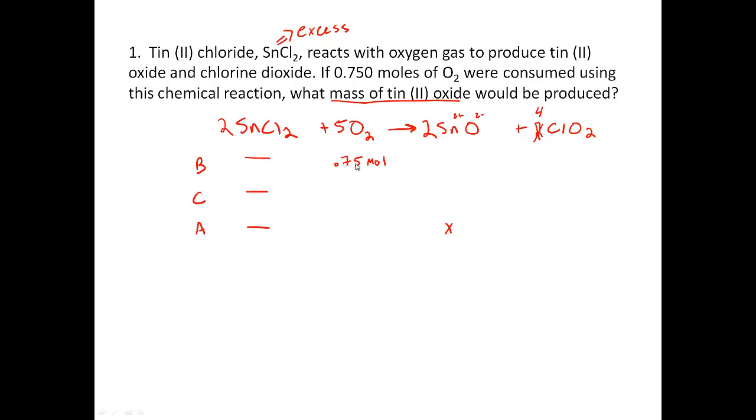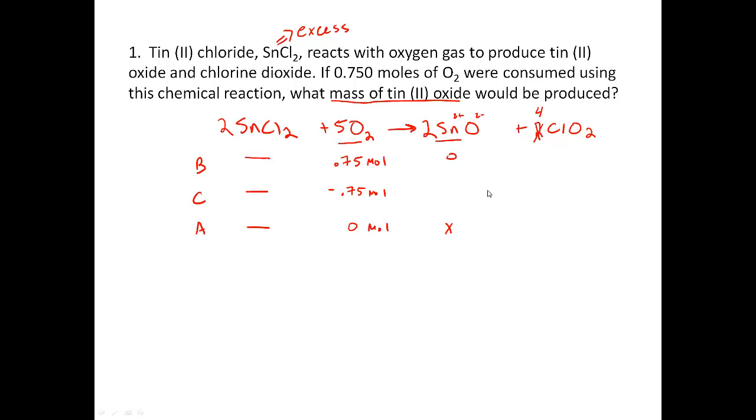Okay, so if we got 0.75 moles and we react all of that, we're going to get rid of 0.75 moles. And in the end, we're going to have 0 moles. Well, here's the question. I'm going to start out with 0. How many moles of tin 2 oxide am I going to make? Well, you have to use the ratio in the chemical equation. For every 5 moles of oxygen, I'm going to make 2 moles of tin 2 oxide. So let's go ahead and calculate that out.